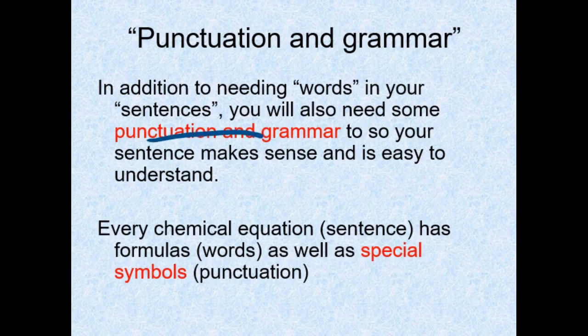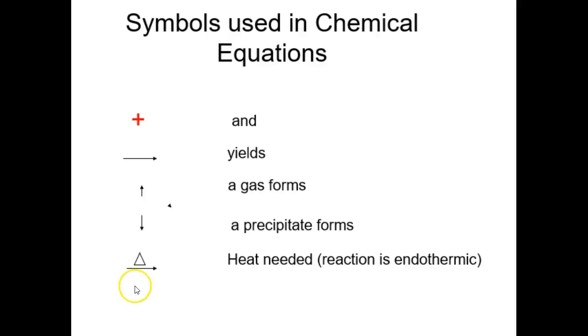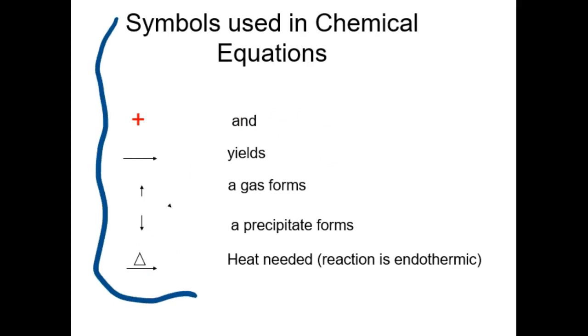Okay, in chemistry, we have our own punctuation for our special sentences. The equation is the sentence, the formulas are the words, and we use symbols, kind of like our emojis, for punctuation. Okay, so here are some symbols. I want you to write all of these down. So pause the video, write all of these down, and the words that go with them.